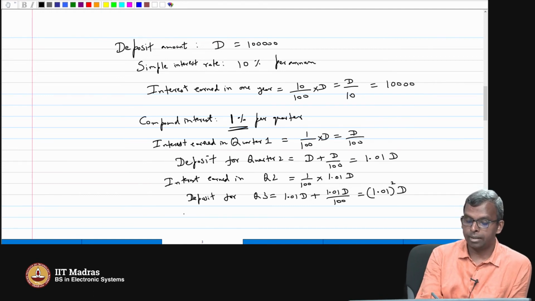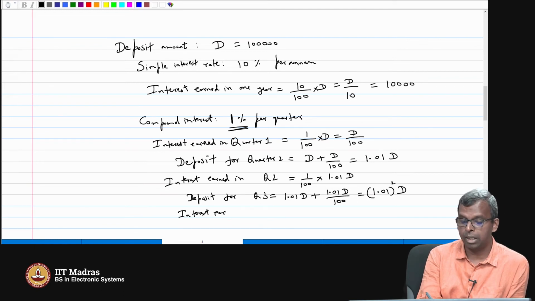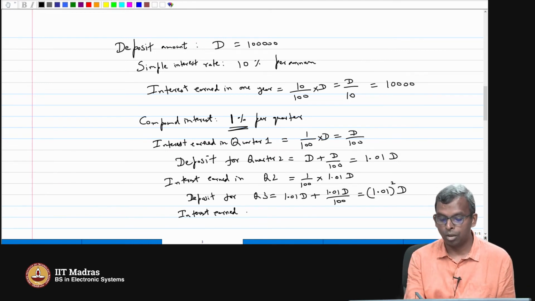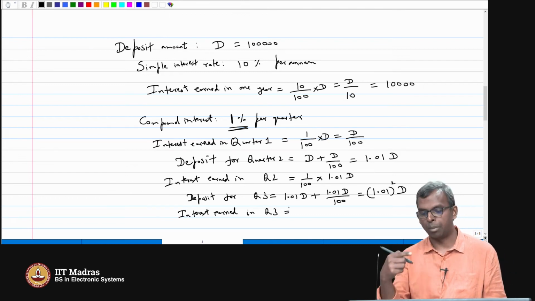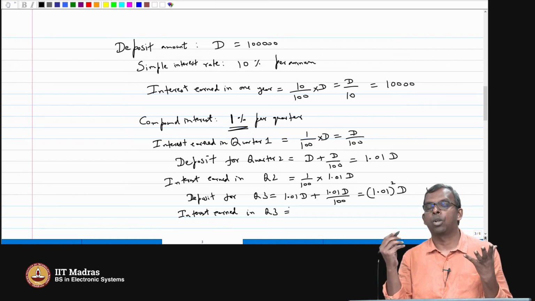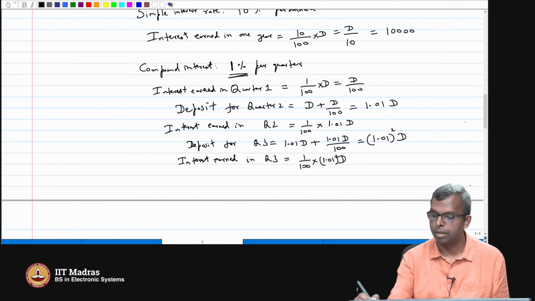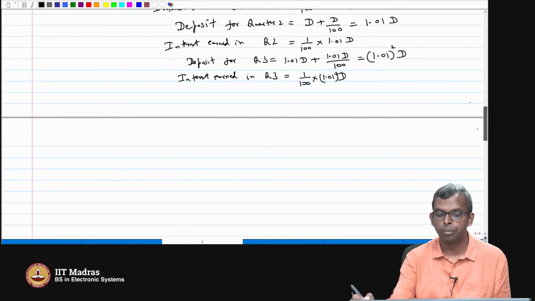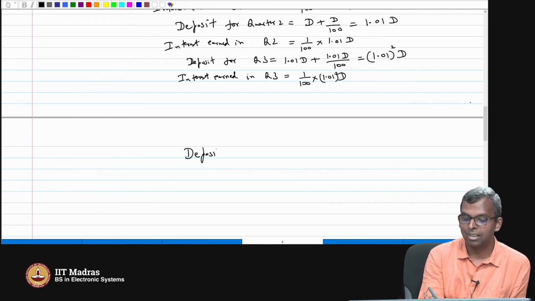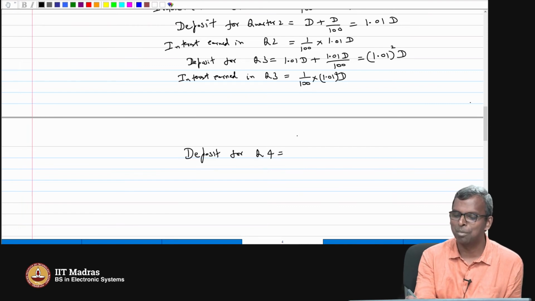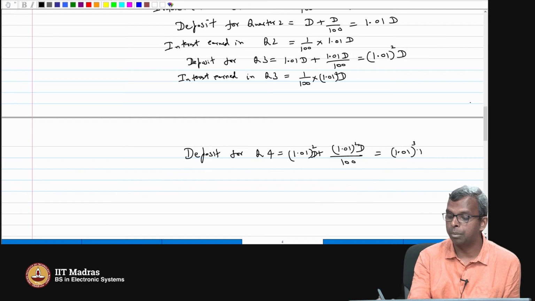Now interest earned in Q3, I am just writing it a little laboriously and you will see there is some sort of an iterative repeating formula that will emerge, and that is very central. Anytime you have something that repeats iteratively over and over again, you will start having some sort of exponential behavior. So you see the square has come, and interest earned in quarter 3 will be 1 by 100 times 1.01 squared times D, right? And then you have the deposit for Q4, D by 100. So you see, notice here 1.01 power 3 times D.